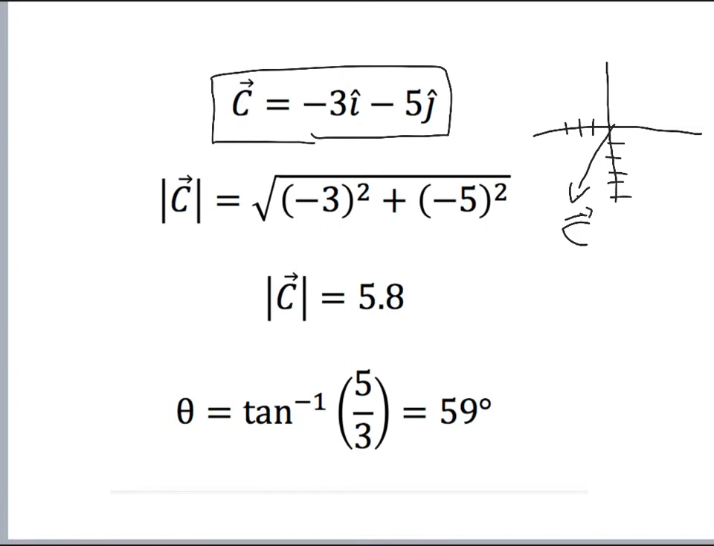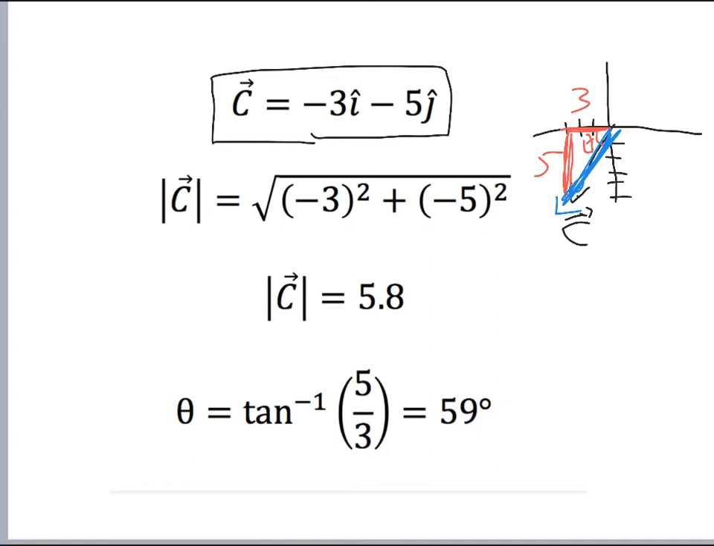Now what I can do is I can sketch in my x component and my y component. And I know that this is 3, and I know that that's 5. And now I've got a triangle that I can do trig on. And so if this is some angle theta here, I can say that the value of my C vector here in blue is going to have a magnitude of 3 squared plus 5 squared. That's just from the Pythagorean theorem.